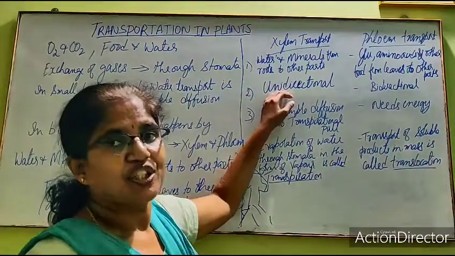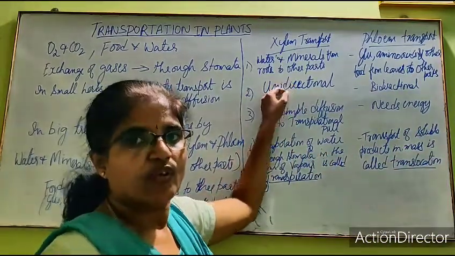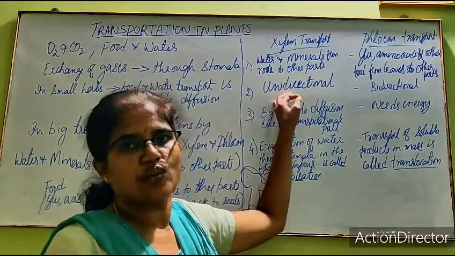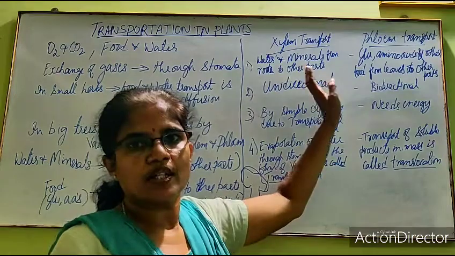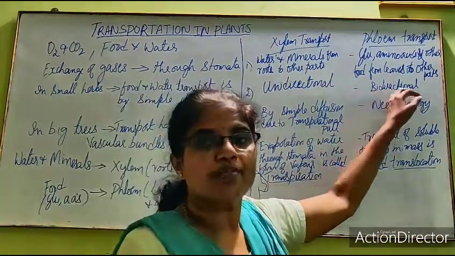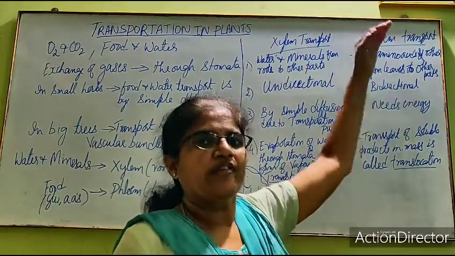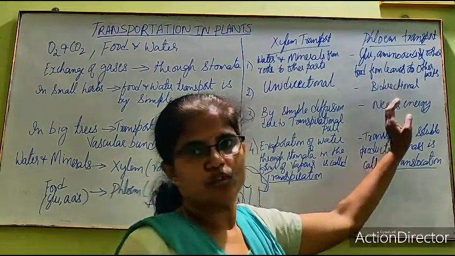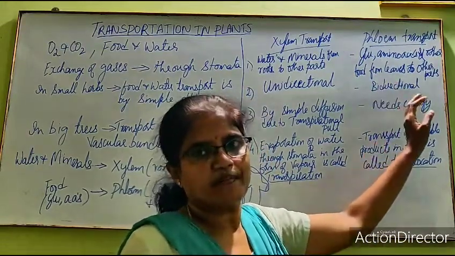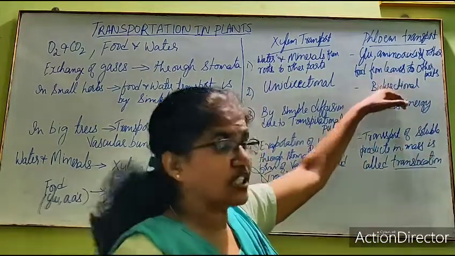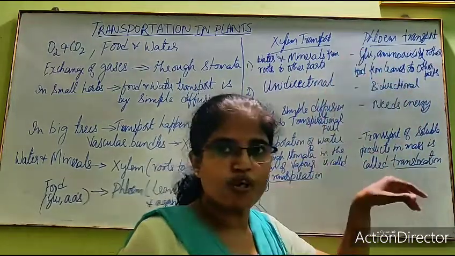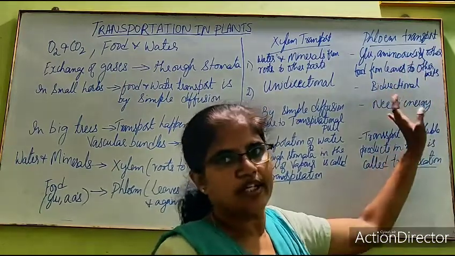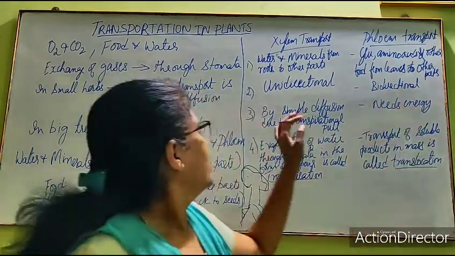So, when we say the direction of flow, xylem transport is unidirectional. It flows in only a single direction, from roots to other parts of the plant. Whereas phloem transport is bidirectional. From top to bottom and sometimes from bottom to top also it moves. It moves in both ways. In initial stages it is from top to bottom, and at later stages it is from bottom to top. So it is bidirectional.